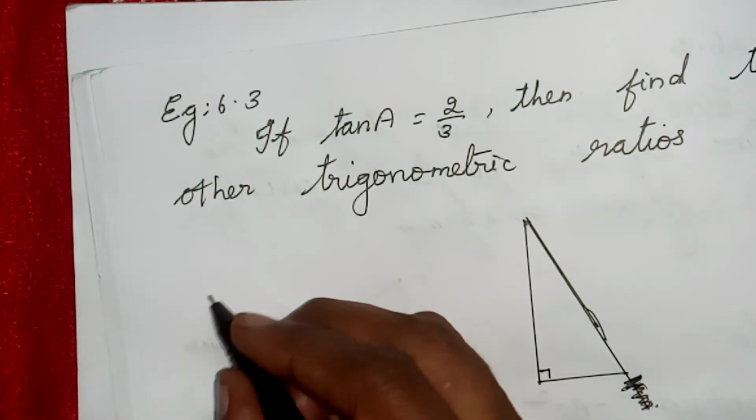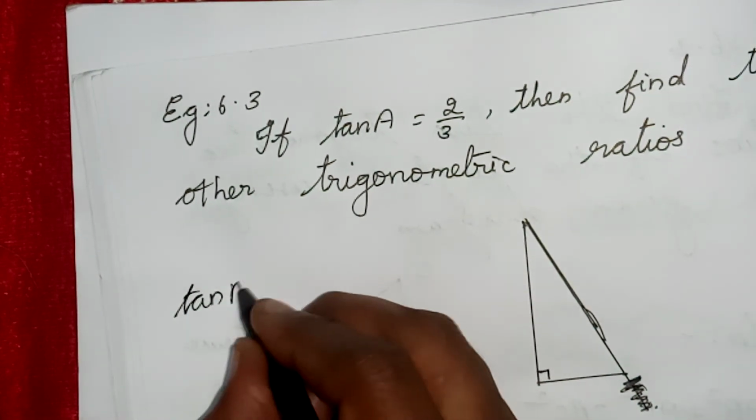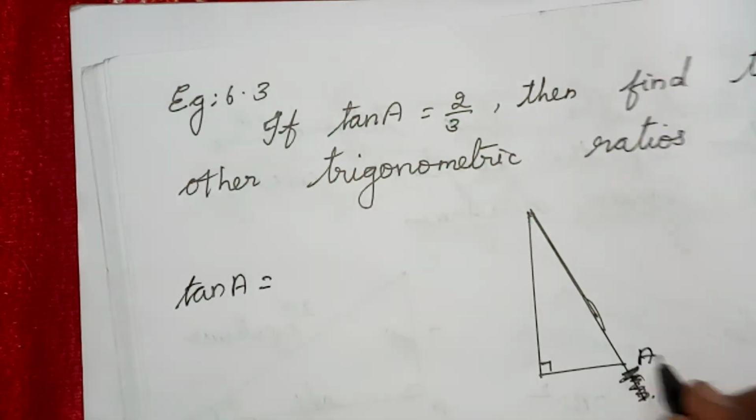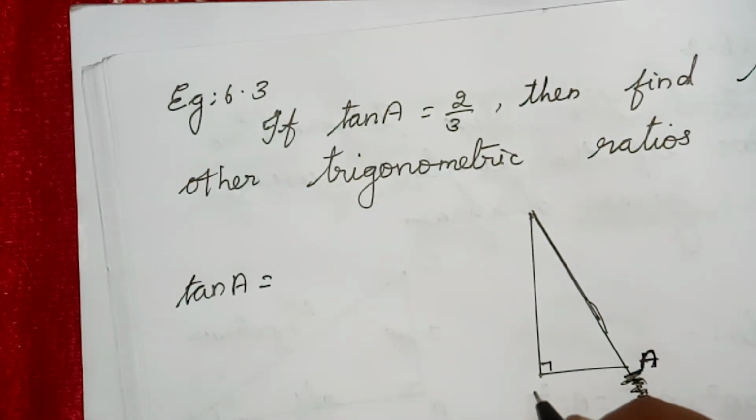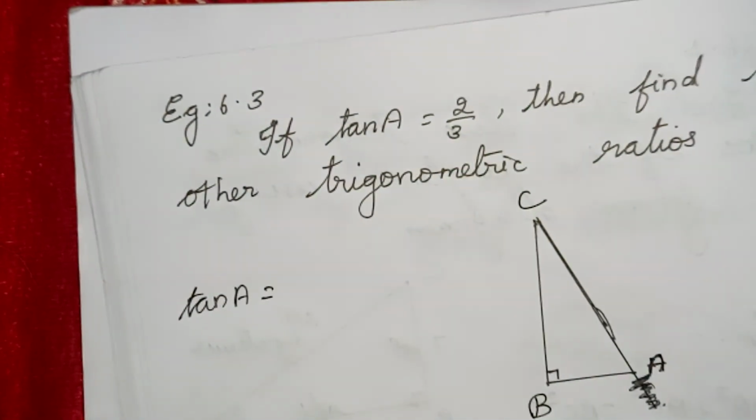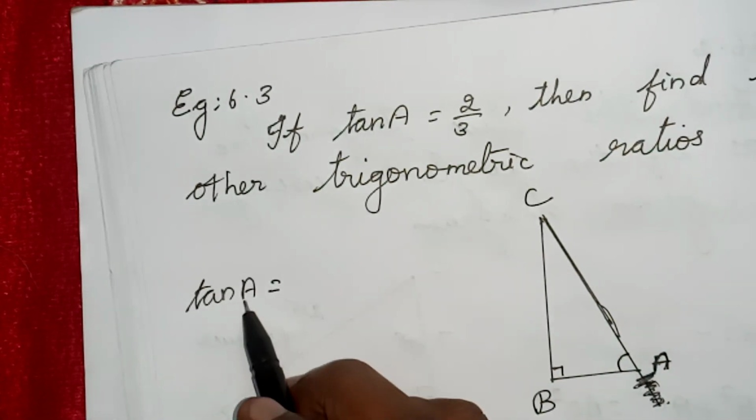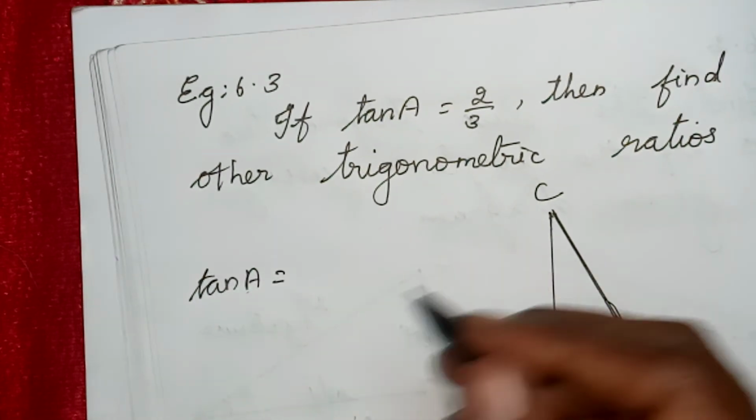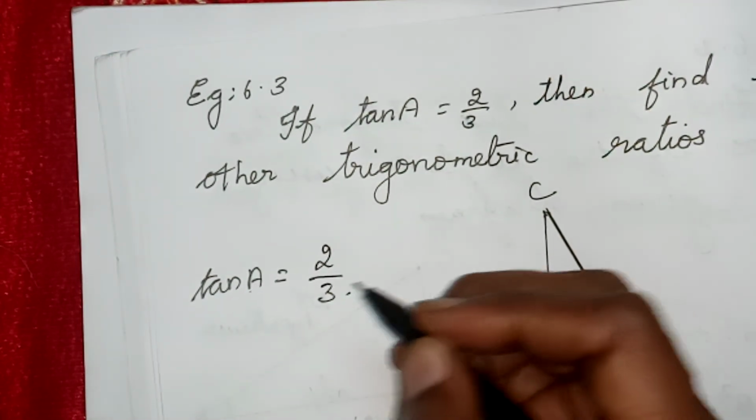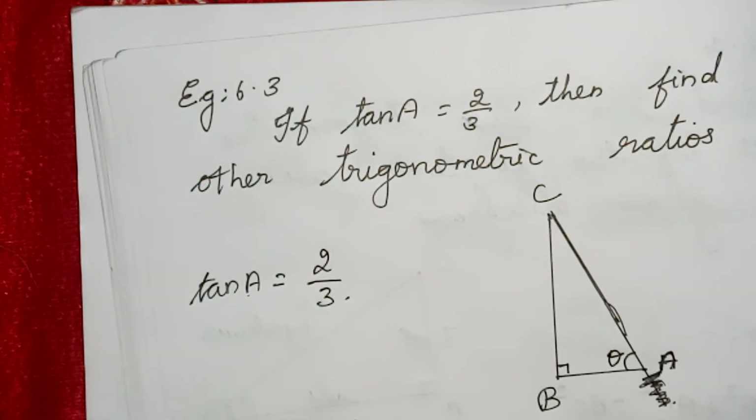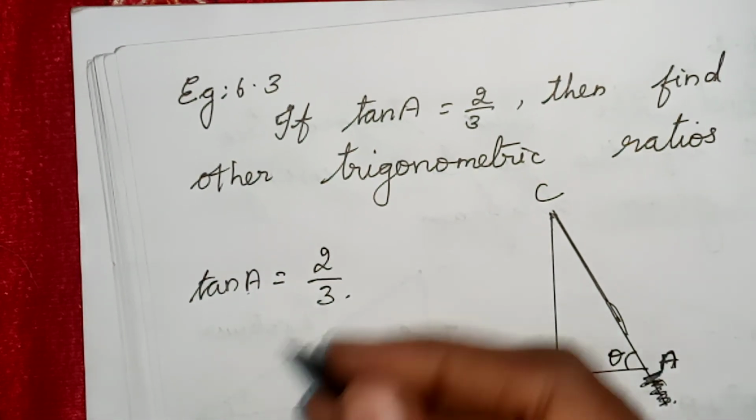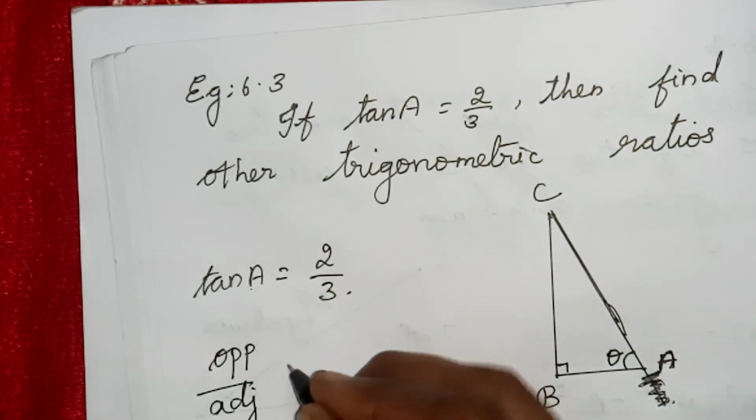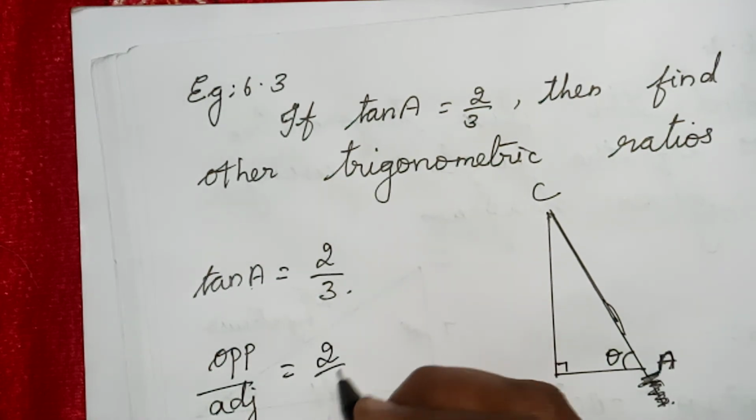Tan A is given. Listen students, I have drawn the diagram and I am marking A, B, C. Here A is theta. What is given? Tan A, so A you have to take as theta. Tan A is equal to 2 by 3. What is the tan theta formula? Opposite side by adjacent side is equal to 2 by 3.